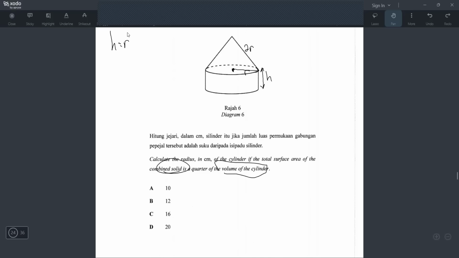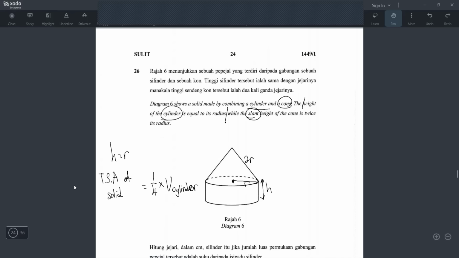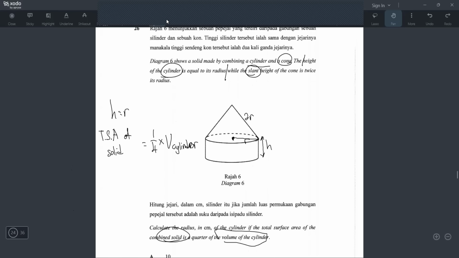Wow. How to approach this question? Surface area of the combined solid. So I will just write TSA, which stands for total surface area, of the solid. It means the whole thing. The whole thing is equal to a quarter, which means 1/4, times the volume of the cylinder. Right. So first thing first, we need to know what the formulas are. If you don't know the formulas, we cannot do it. This topic is about formulas.